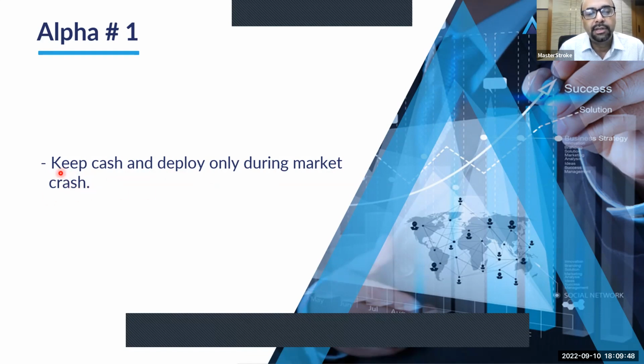It looks very simple, but it is very tough. And sometimes you will have to keep cash for 2 years, 3 years, 5 years until the crash happens. In the Indian market, the crash happens every 7-8 years by 50%. How many of you have the temperament?